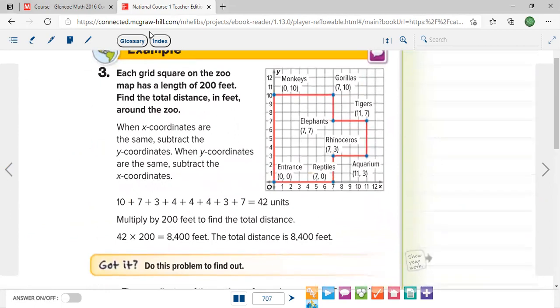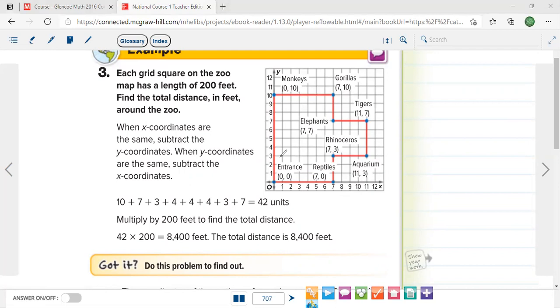Now we have this example, example 3. Each grid square on the zoo map has a length of 200 feet. And the total distance in feet around the zoo. Find the total distance in feet around the zoo.